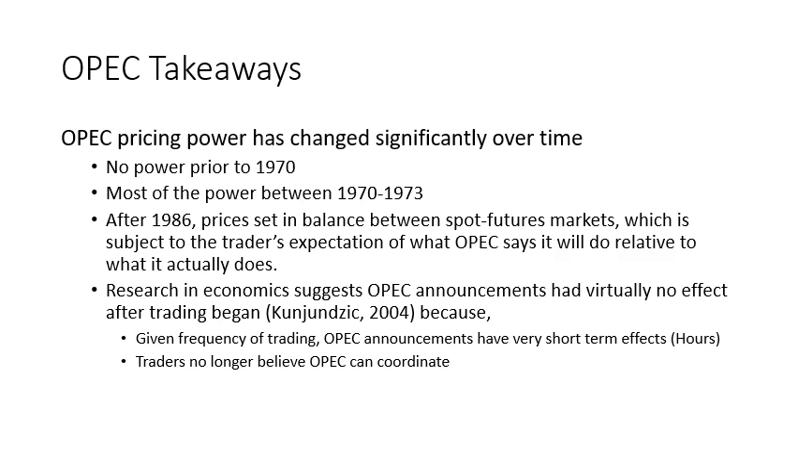After 1986, the prices were set in the balance between the spot and the futures market, which is subject to a trader's expectation of what OPEC says it will do relative to what it actually does. So 1986 is when oil became a commodity and was traded on futures exchanges. Once that happened, you get millions of buyers and sellers, and so the market becomes essentially perfectly competitive, and OPEC no longer had any real power at that point. It only had power to the extent that it could convince traders what its quota was going to be, and then traders quickly learned that OPEC can't sustain its quotas, and so they kind of ignored them.